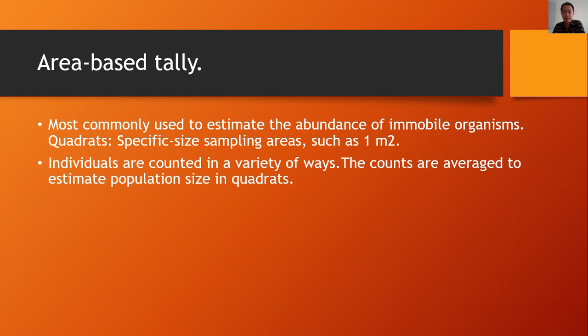Area-based counts are used to estimate the abundance of immobile organisms. What are examples of immobile organisms? Trees: they are not moving, but they are living organisms. Individuals are counted in a variety of ways, and the counts are averaged to estimate the population size in quadrats.